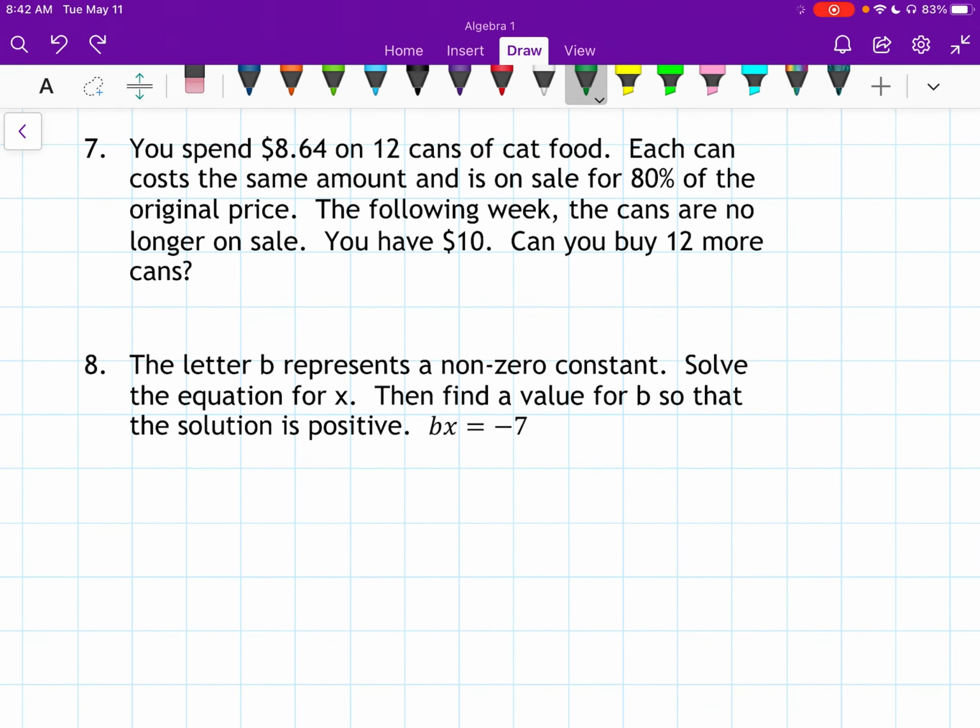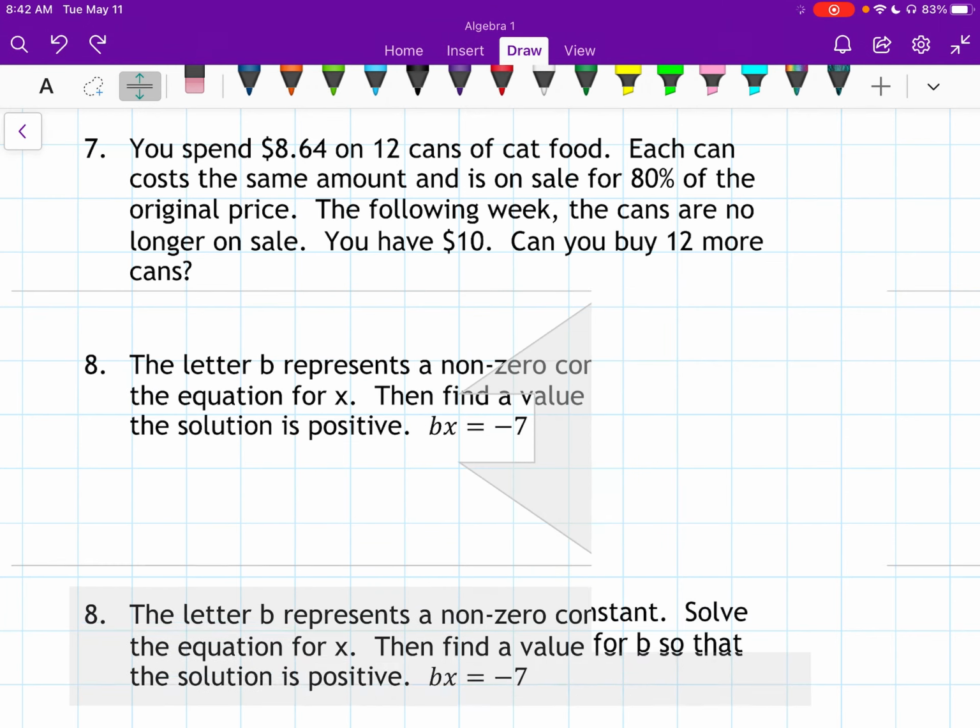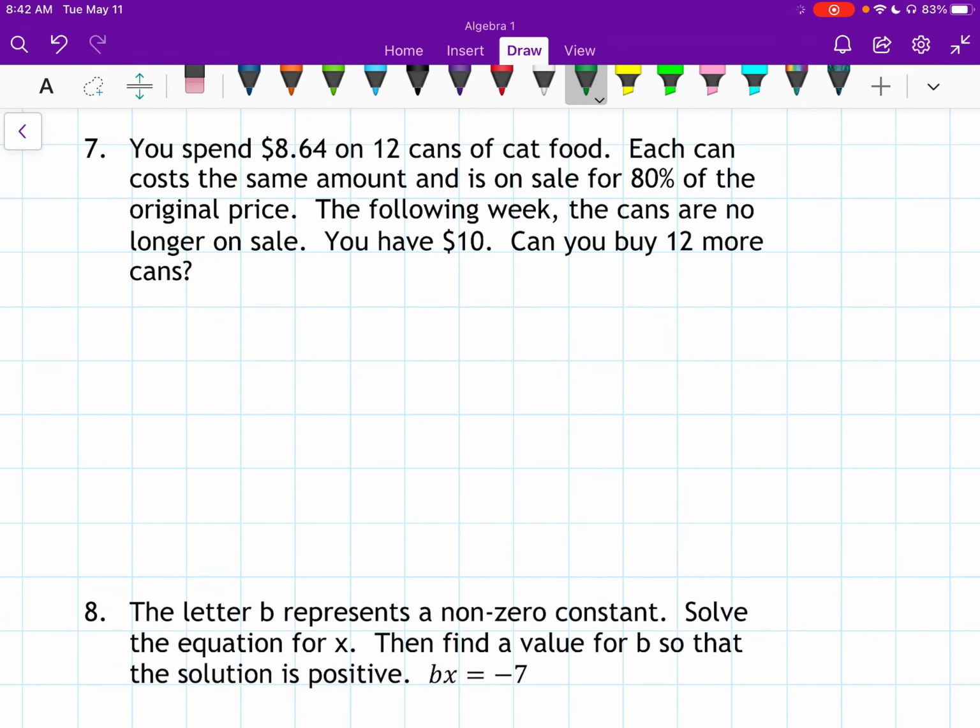Number 7, you spend $8.64 on 12 cans of food. Each can costs the same amount and is on sale for 80% off the original price. The following week, the cans are no longer on sale. You have $10. Can you buy 12 more cans?